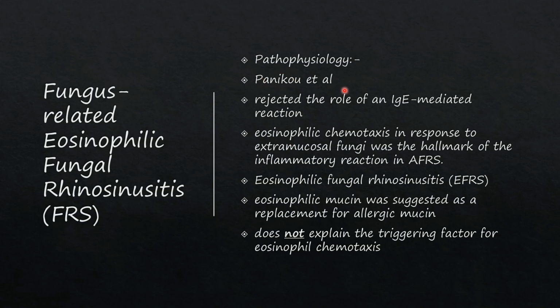Then Panica et al came. Here you can see it was like this eosinophilic chemotaxis is what he said. He said that the mucin that is present in AFRS is containing eosinophils, and so he named the disease eosinophilic fungal rhinosinusitis because this eosinophilic fungus was present, and he changed the name from allergic mucin to eosinophilic mucin. But it did not explain how the chemotaxis occurred. Why is the eosinophil in the nasal mucin?